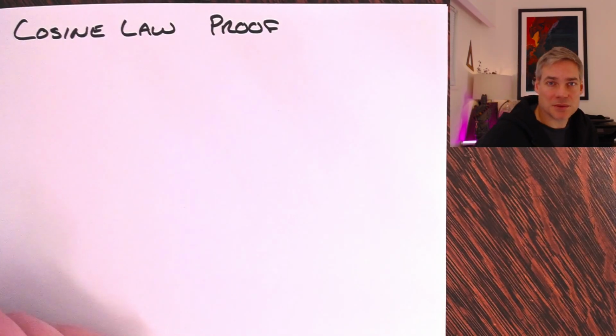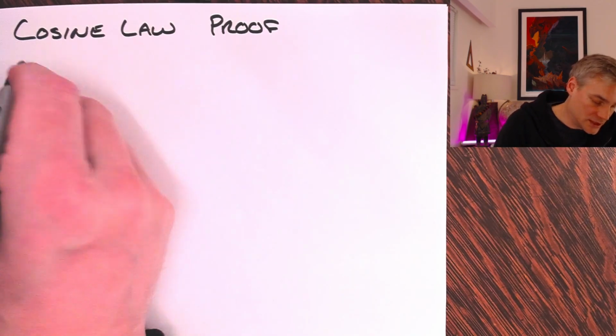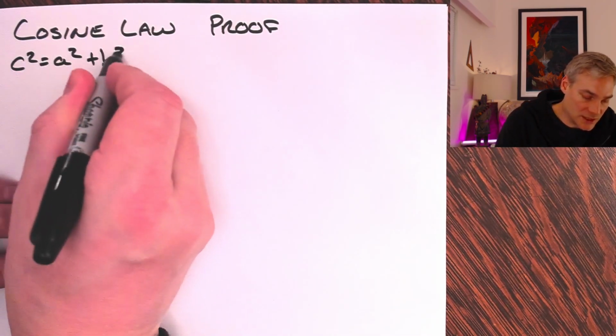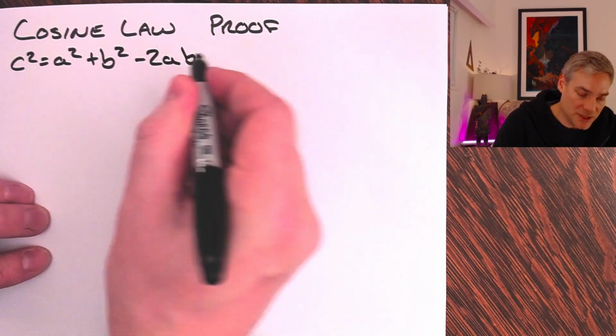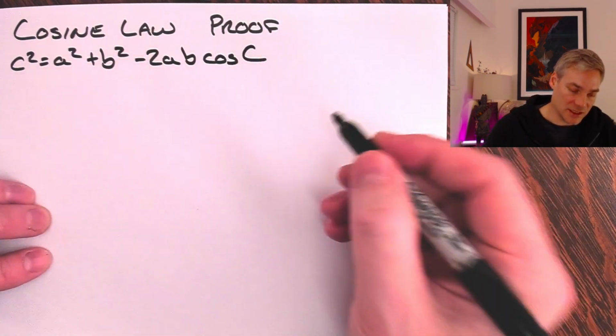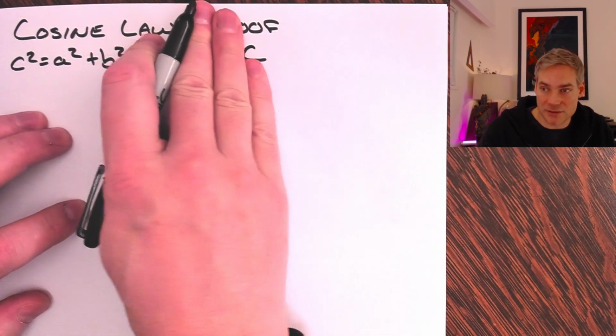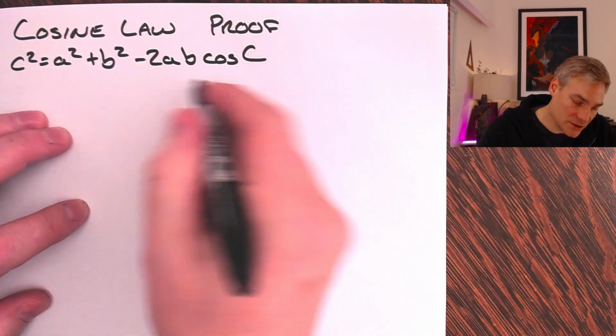Hey, so in this video we're going to do the cosine law proof, and we'll start right away. Let's get into this. We've got c squared equals a squared plus b squared minus 2ab cos C. So that's the formula. We can notice it looks like Pythagorean's theorem, but we have this corrective term.